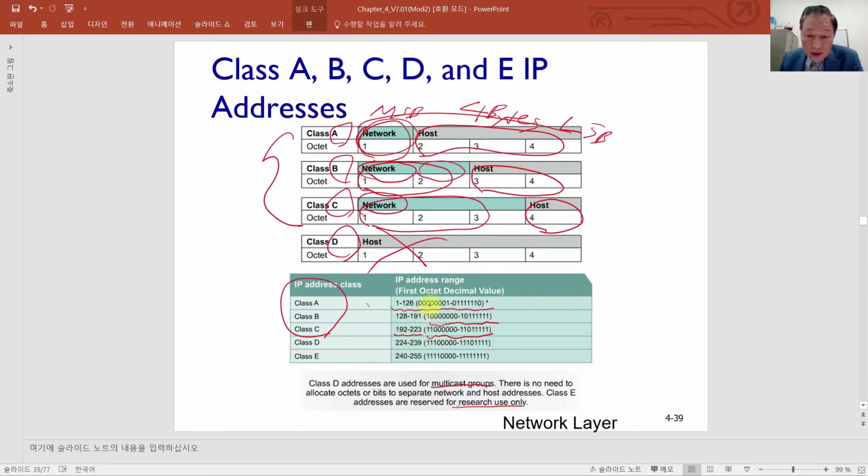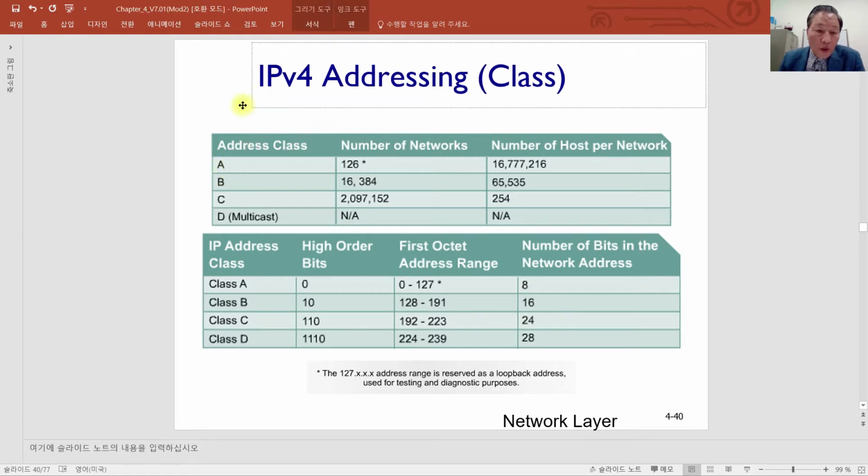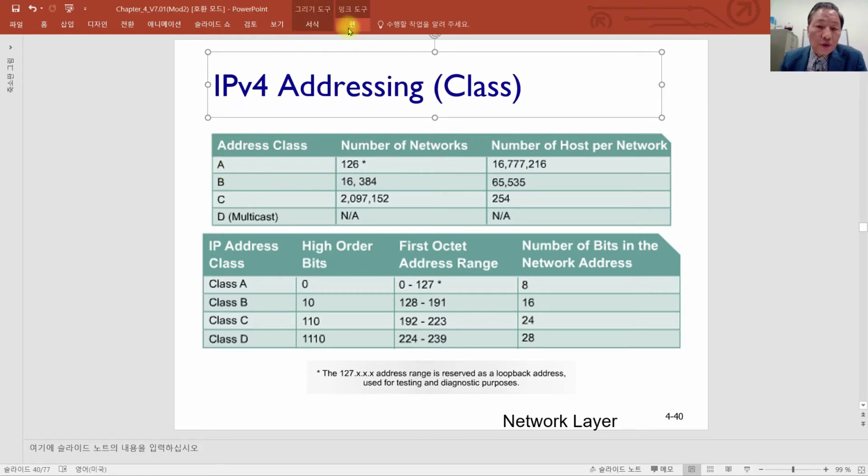This range is called the first octet. Octet means byte. If we show it in decimal format, the range is like that. Anyhow, that will be explained in the next slide. Let's move on and we can understand better. This one still explains class IP addressing in IP version 4.